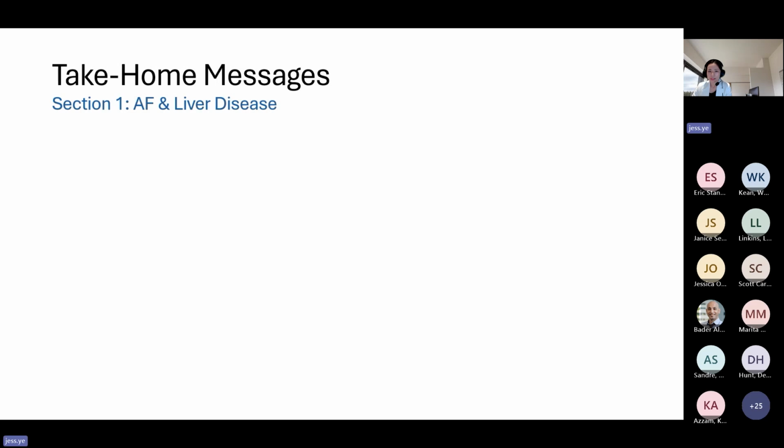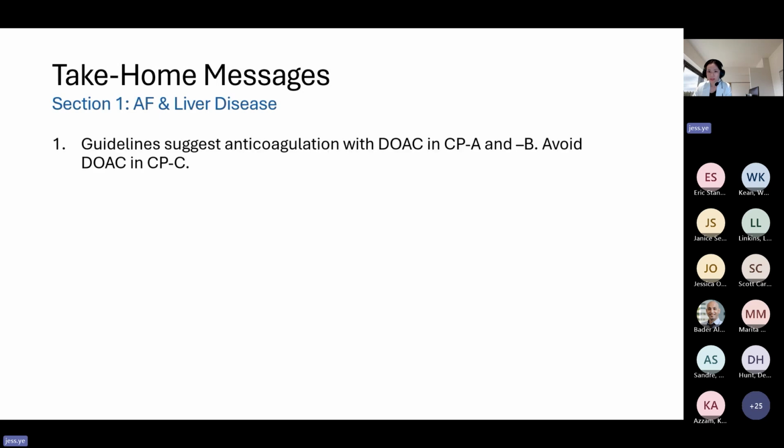So what are the take-home messages by sections? Overall, observational data, low quality, but with what we have, guidelines suggest anticoagulation with DOAC in Child-Pugh A and Child-Pugh B cirrhosis patients with atrial fibrillation, but avoid DOAC in Child-Pugh C.